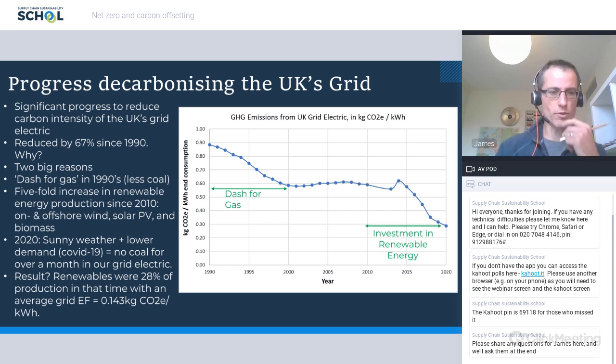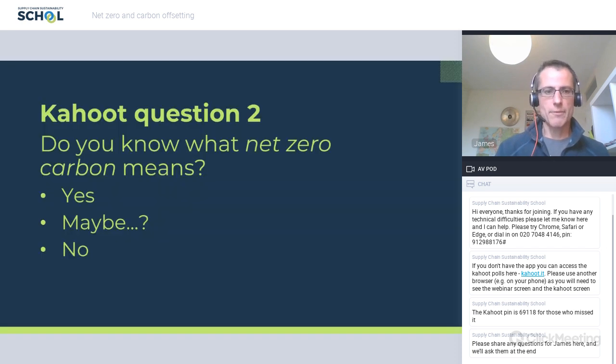So one of the reports I read recently is that during this time we've reached a grid emission factor of about 143 grams of carbon per kilowatt hour. So the target is there, the goal is there.